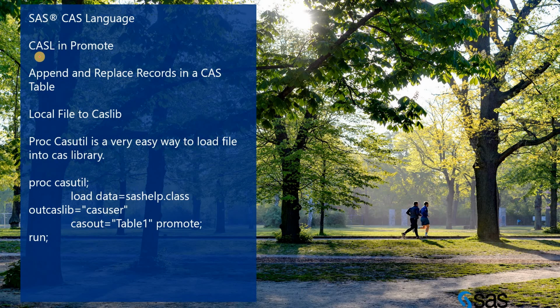Now next is the CAS language promote. Promote is kind of append and replace a record in the CAS table. So this is the code that we have already done in the load and this CAS out data. That is used for loading data into the table, but we are using promote here for promoting my data. Now you can see here we use the data sashelp.cars, and we are saving in CAS user and the table as promote.